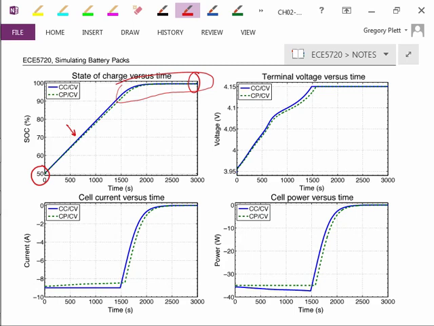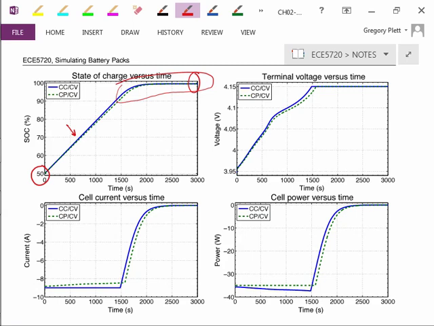For the constant power, constant voltage, the power level was scaled so that the rate of charge would be similar to the constant current. Of course, we could do a faster constant power, constant voltage sim than this, or a slower one. It just depends on the power level chosen at the beginning. But we chose, I believe, 35 watts for this cell, as we shall see.